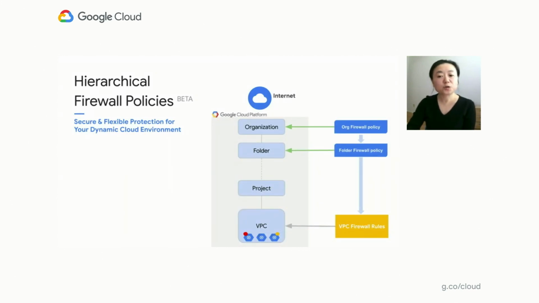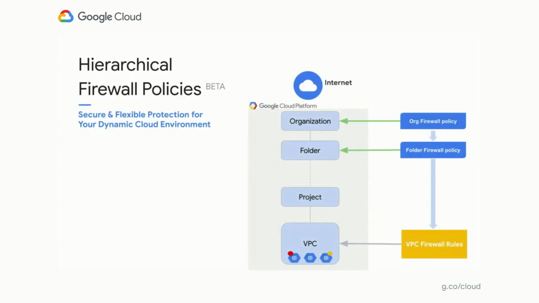Hierarchical firewall policies are introduced precisely to address this type of pain point. With hierarchical firewall policies, users can define and attach firewall policies at a higher level of the hierarchy, specifically organization and folder nodes, where the centralized control can be defined and enforced.